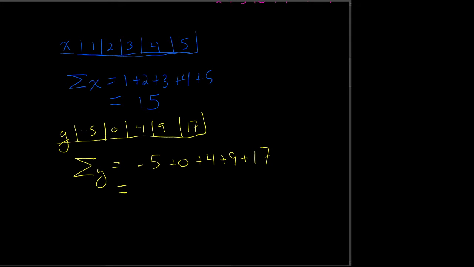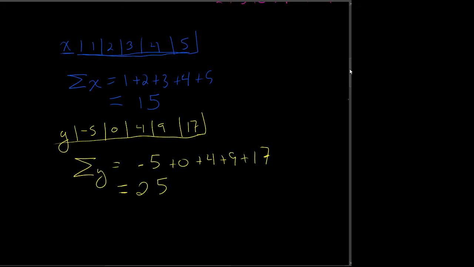And so, let's see, negative 5 plus 0 is still negative 5. Negative 5 plus 4 is negative 1. Negative 1 plus 9 is positive 8. And positive 8 plus 17 is 25. And so we're able to work our way through tables of values. One of the things you're going to see is a lot of sums coming out of tables, where we have to do different things with data.